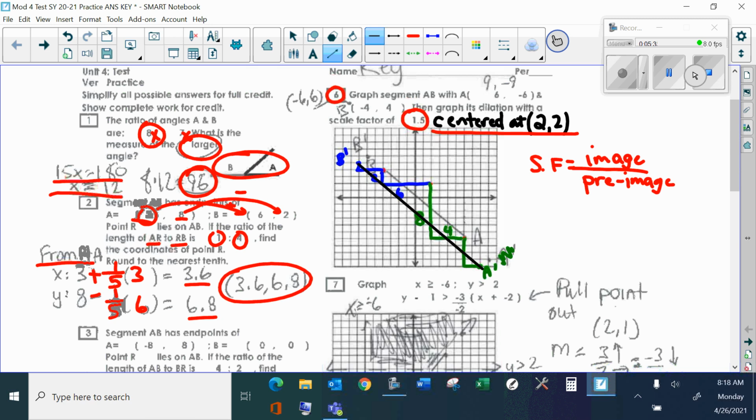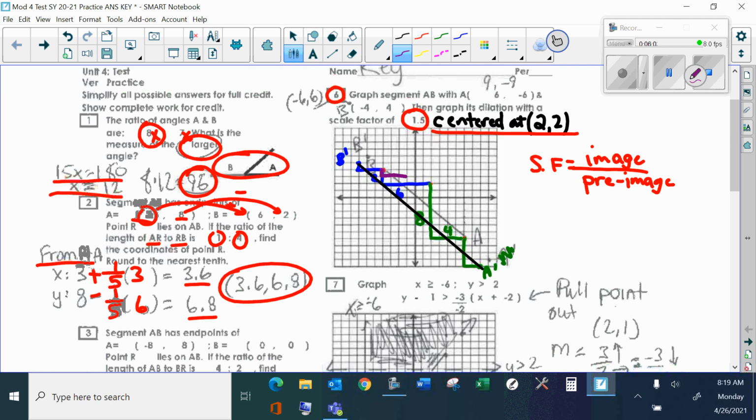Centered at 2, 2. So you're using slope. So if it was a 0.5, I would go out to 1, like I did the 2 and 6. I go half it again, but I'd be coming in closer. So if it was 0.5, let's change the color here. Let's say I use purple.